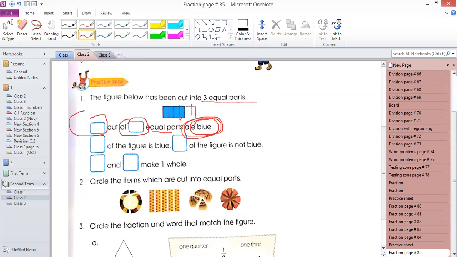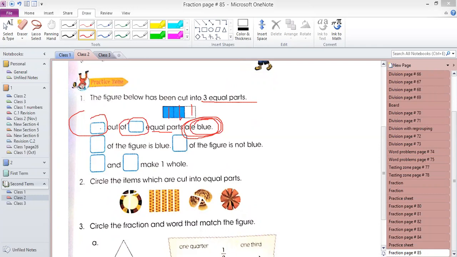This is what you have to find out, guys. Can you tell me, dash out of dash equal parts are blue? How many parts out of how many parts are blue? What will you write in the first 2 blanks? Yes, guys, can you tell me the answer in the chat? 2 out of 3, 3 out of 2, 1 out of 3. What will be the answer?